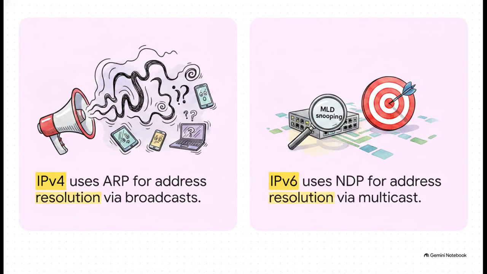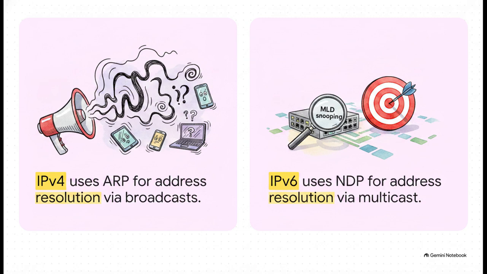To really grasp why those ICMP types are so critical, you have to look at how address resolution has fundamentally changed. IPv4 uses ARP, right? It just broadcasts to everyone on the subnet to find an IP address. Well, IPv6 replaces ARP entirely with the Neighbor Discovery Protocol, or NDP, which relies heavily on targeted multicast.